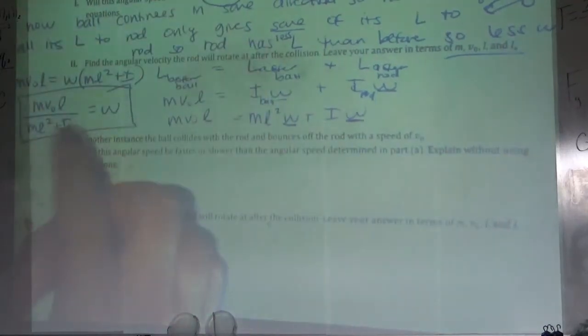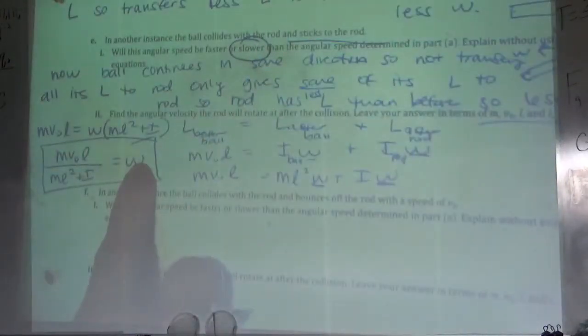And then we always want to check and make sure this at least makes sense, right? So this is going to be definitely slower than before, because before it was just m v naught L over I.